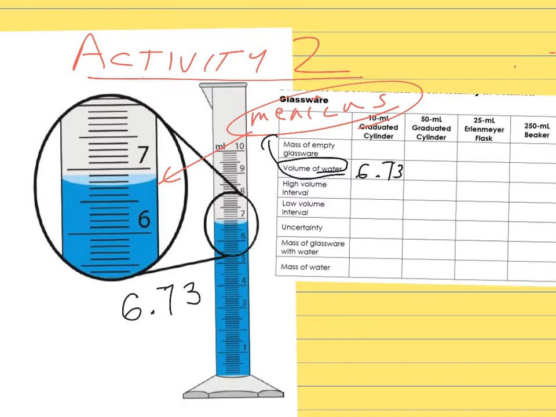Because that last digit's an estimation, they say that you have a low estimate of the line right below the meniscus and a high estimation of the line right above the meniscus.